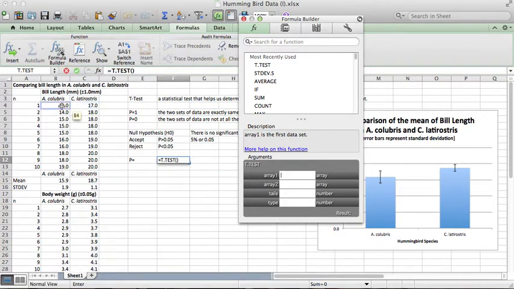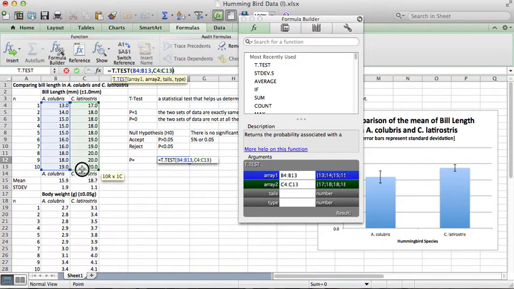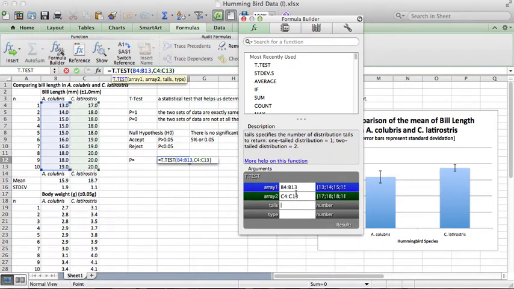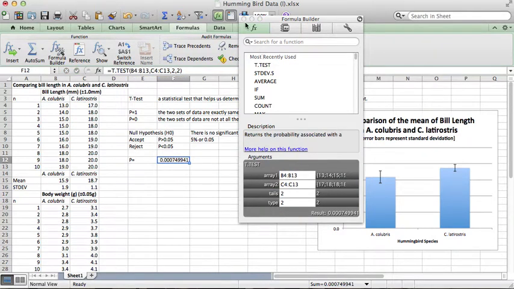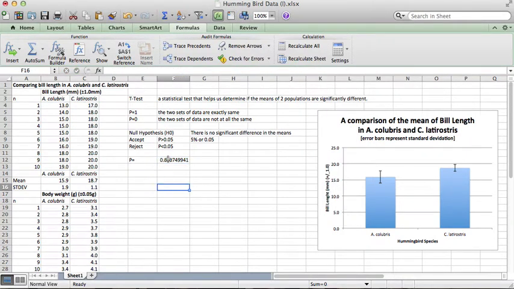An array is the set of data. So I have two sets of data, array 1 and array 2. For the tails, as you can see here, we're going to look at a two-tail distribution, and the type we're looking for is equal variance. So how close is it to equal? We hit enter, and that gives us the probability that these two sets of data are the same.